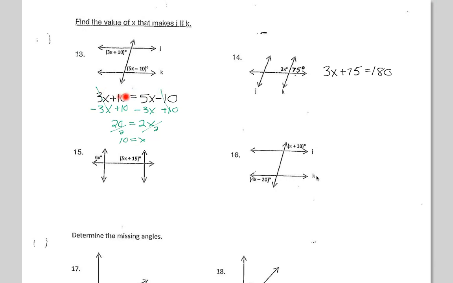Whenever you set them equal to each other, RJ, you're going to have to get the like terms on the same side first. Whenever you're adding them up to equal 180, usually the x's will already be on the same side to combine like terms.